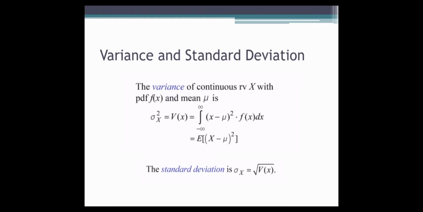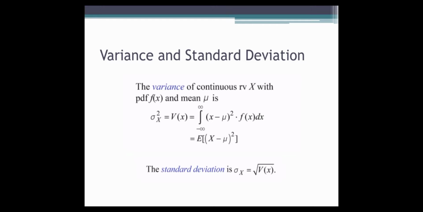Next is variance and standard deviation. The variance of a continuous random variable x with PDF f of x and mean mu is the standard deviation squared. The variance of x is equal to the integral from negative infinity to positive infinity of (x minus mean) squared times f of x dx. So that is the formula.